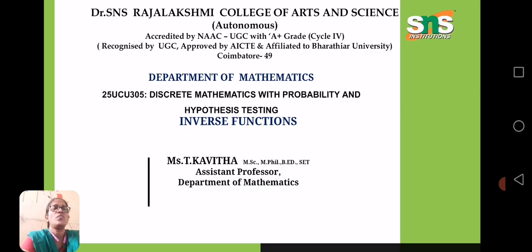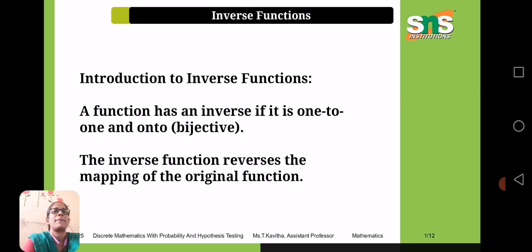Today's topic is inverse function. Introduction to inverse function. A function has an inverse if it is one-to-one and onto, that is bijective. The inverse function reverses the mapping of the original function. An inverse function is a mathematical function that reverses the operations of another function.